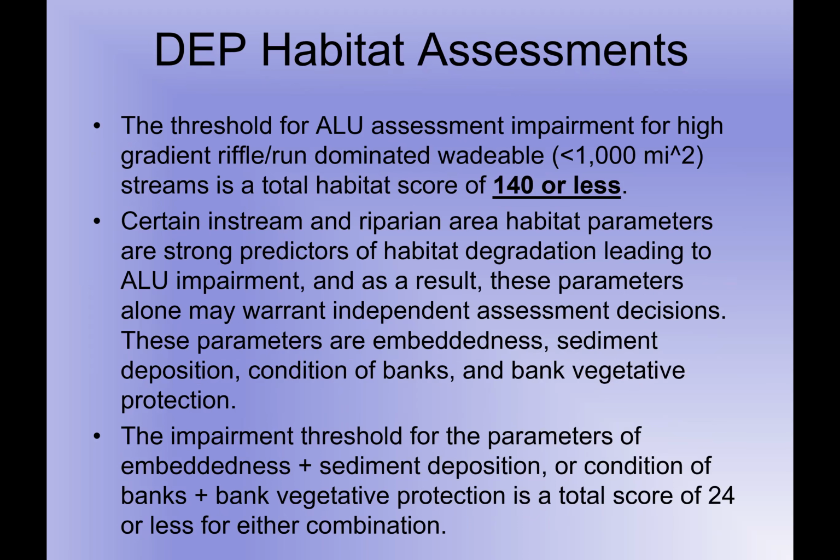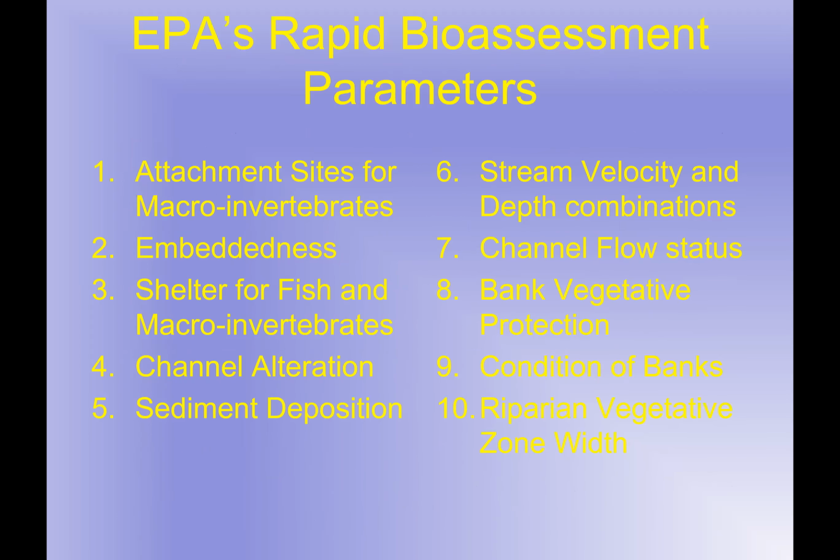Things like embeddedness, sediment deposition, condition of banks, and even the bank vegetation. The impairment threshold for the parameters of embeddedness, sediment deposition, or condition of the banks and bank vegetation is a total score of 24 or less. And once again, we'll go into that and what we'll be looking for.